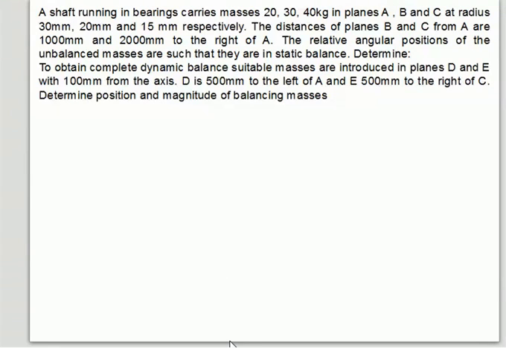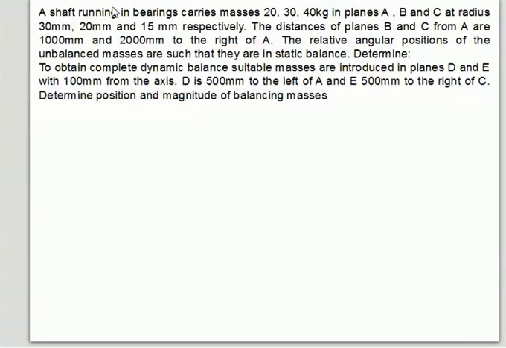Good morning, dear students. In this video we'll solve one more problem on balancing of rotating masses. I suggest you go through my previous video on balancing of rotating masses before watching this video. So the question is as below.